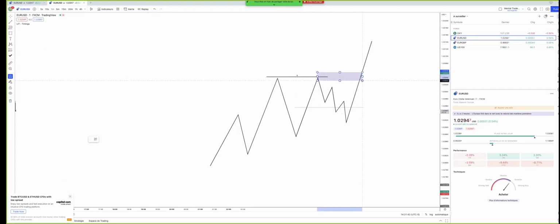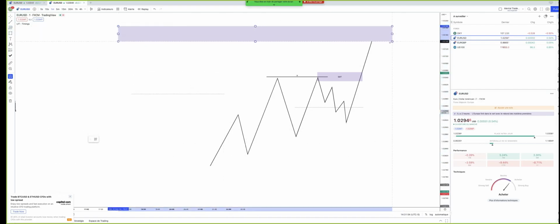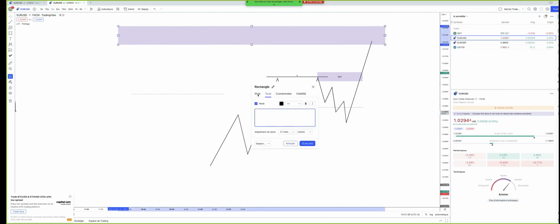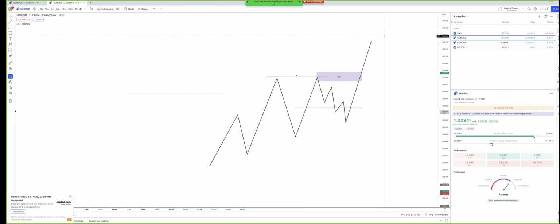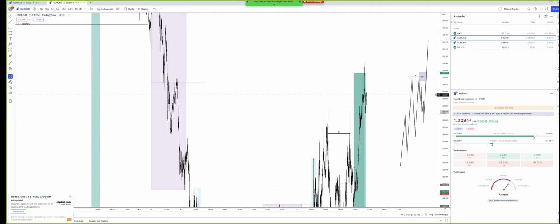This is just an SMT, smart money trap. And after, the price comes back to my previous equilibrium price, as in the box. Right? This is exactly what the price did.